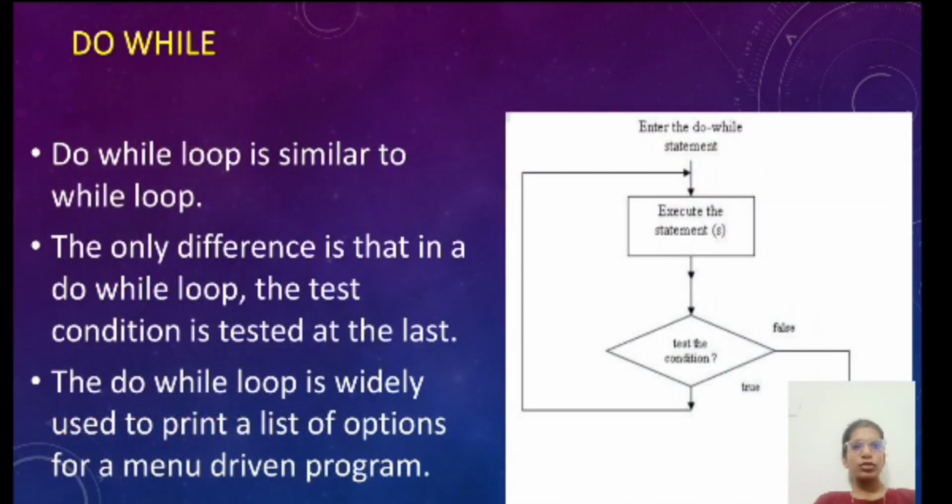Next one is do while loop. It is also similar to the while loop. The only difference is that in do while loop the test condition is tested at the last. And do while loop is widely used to print a list of options for a menu driven program. First we execute the statements, then test the condition in the do while loop. If the test condition is true, it executes the statements. If it is false, it exits the do while loop.